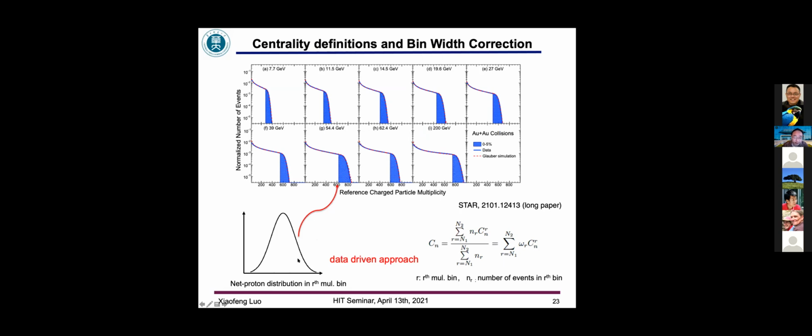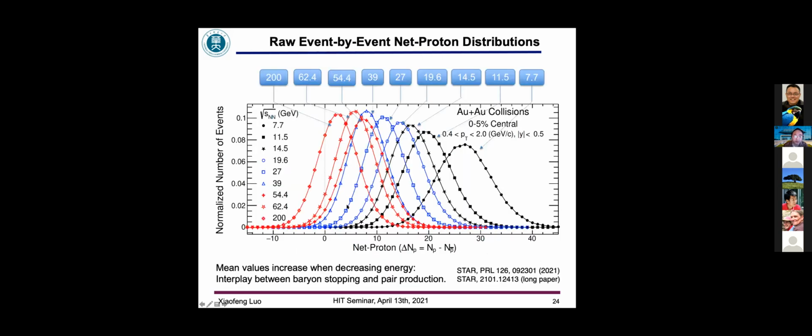You take the net proton distribution for each multiplicity bin. Then you can obtain the cumulants for each multiplicity bin in that centrality. Then you do the event average to get the averaged cumulants for this large centrality bin. That's what we do, the so-called centrality bin width correction. It has been proven that it can suppress the volume fluctuation effectively.